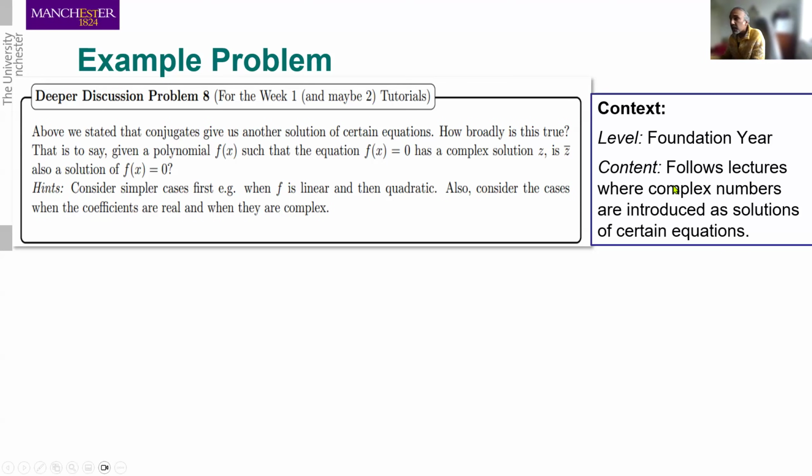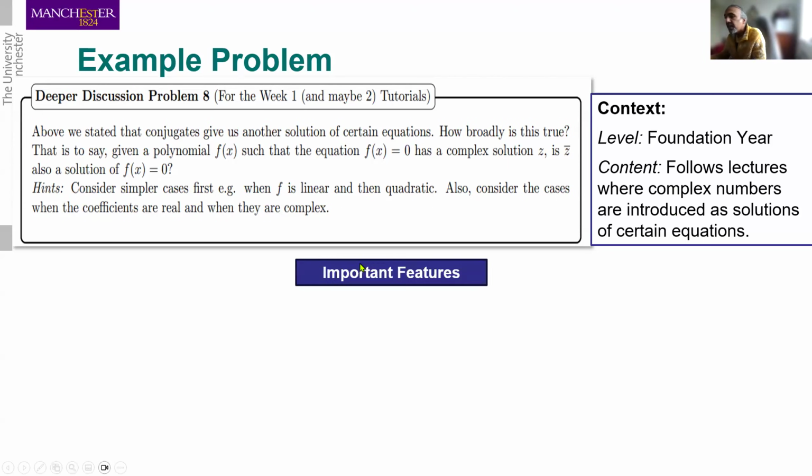So for a bit of context, this is from the second semester of a foundation year course, and this follows a lecture where complex numbers are introduced, and they are actually introduced as solutions of certain equations, and that's where the spirit of this question comes from.